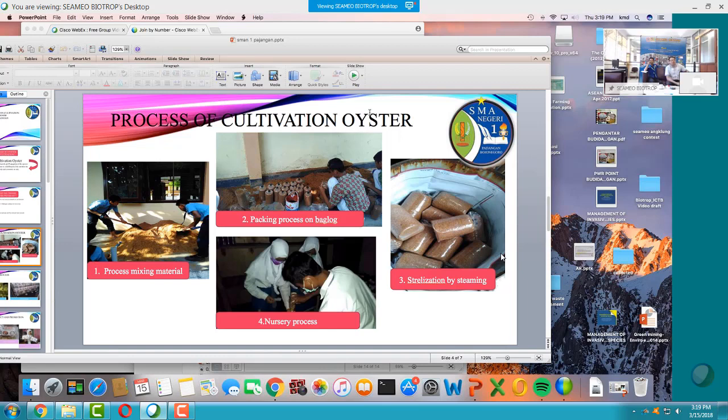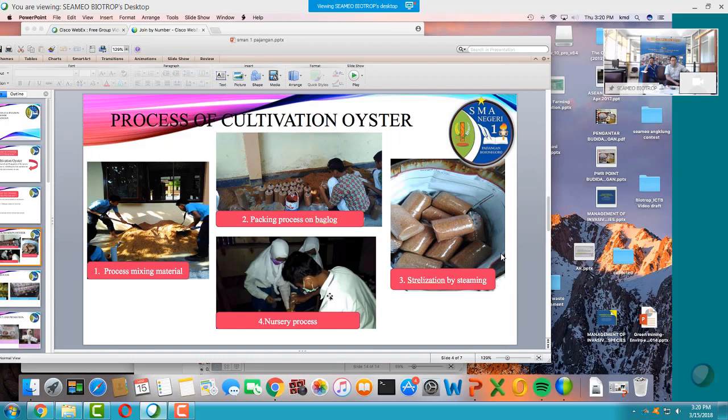Our comment for you from SMA 1 Padangan, Bojonegoro, is for the sterilization process. I think you can arrange the baglogs more neatly so you can fit more baglogs inside the place. And for the nursery process, do you use some laminar or some kind of encas to make it more sterile?